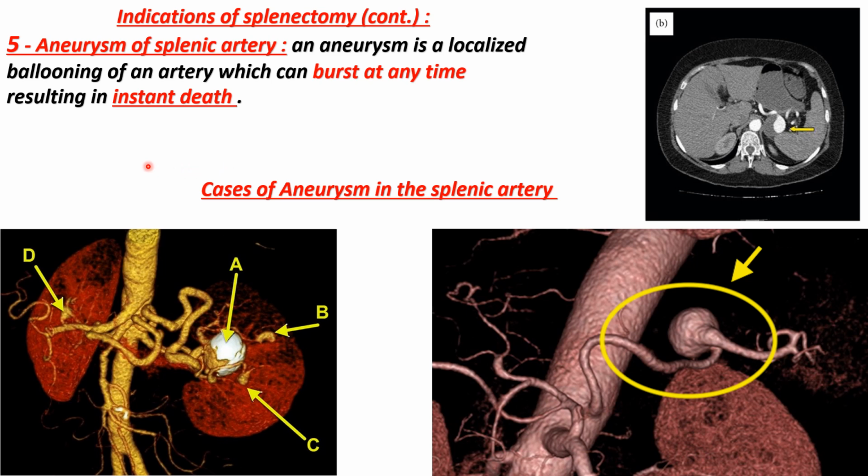The fifth indication of splenectomy is aneurysm of the splenic artery. An aneurysm is a localized ballooning of an artery which can rupture at any time, resulting in instant death. We are seeing here many cases of aneurysm in the splenic artery.